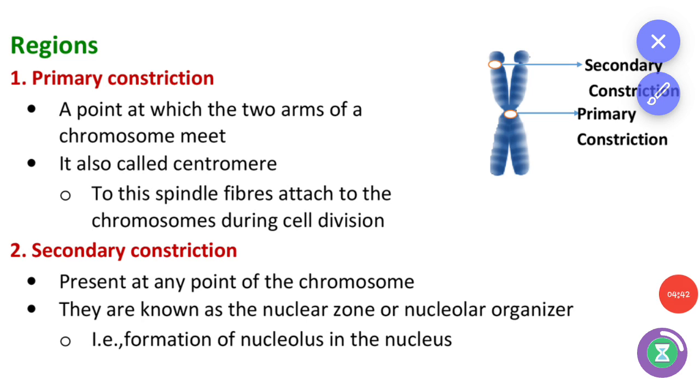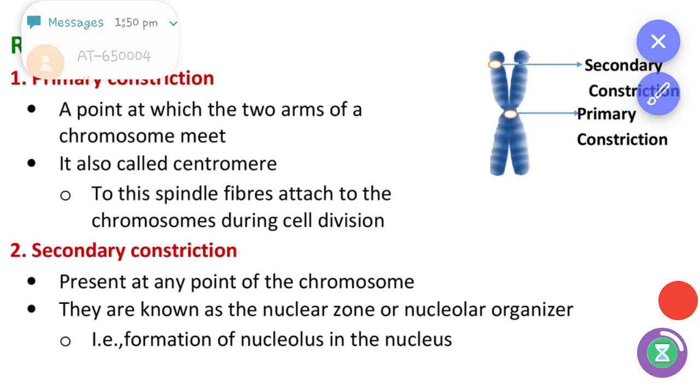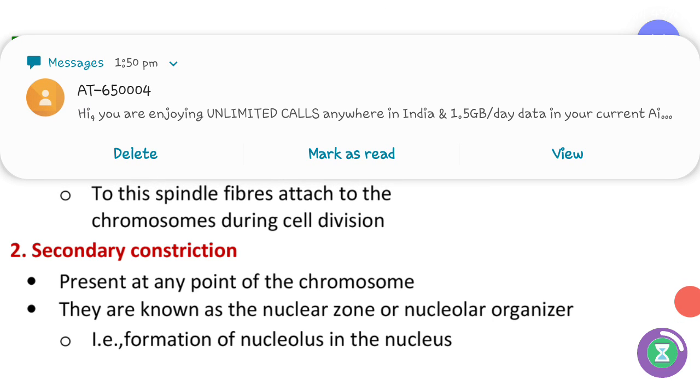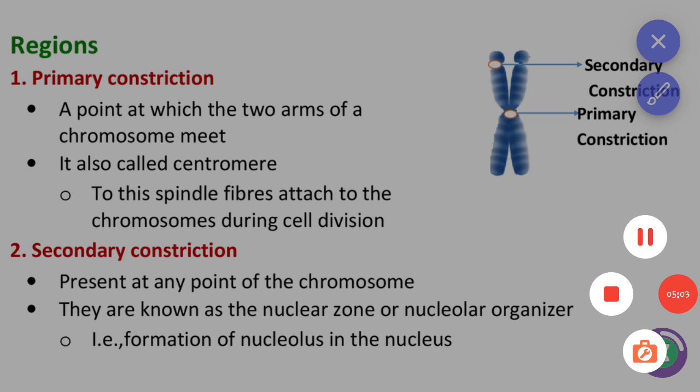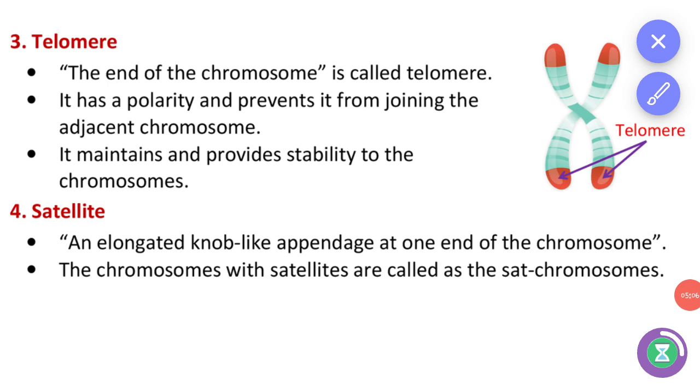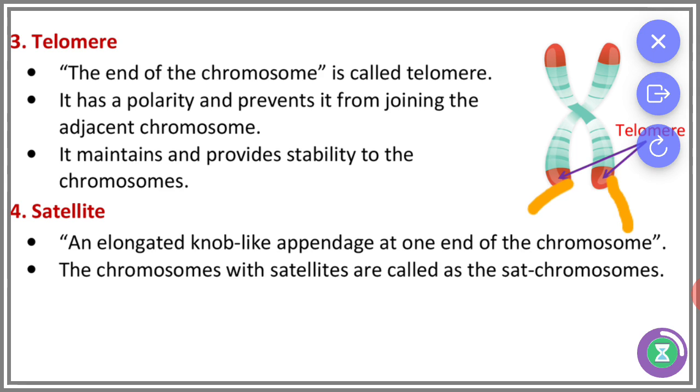Secondary constriction: some chromosomes possess a secondary constriction at some point on the chromosome. They are known as the nucleolar zone or nucleolar organizer, which is responsible for the formation of the nucleolus in the nucleus. It's a very, very important point. Next, telomeres. The end of the chromosome is called the telomere. Each extremity of the chromosome has a polarity and prevents it from joining adjacent chromosomes.